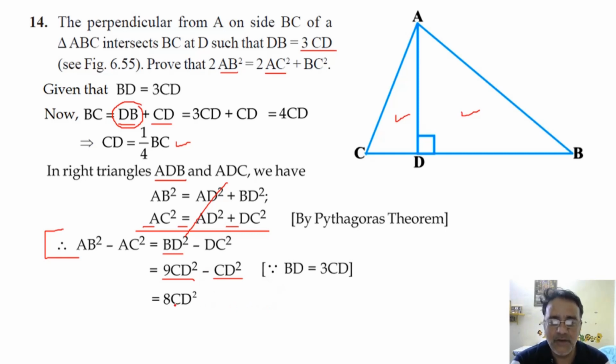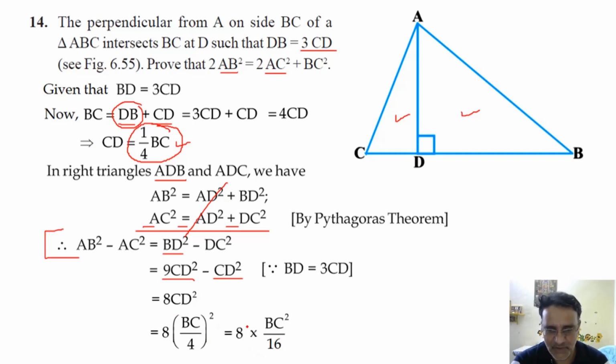Okay. Now CD we already wrote in terms of BC, that is 1/4 of BC. So (BC by 4) whole square हो जाएगा. That means BC square upon 16. So ये cancel कर सकते हैं यहाँ पर. Now AB square minus AC square is equal to BC square by 2.